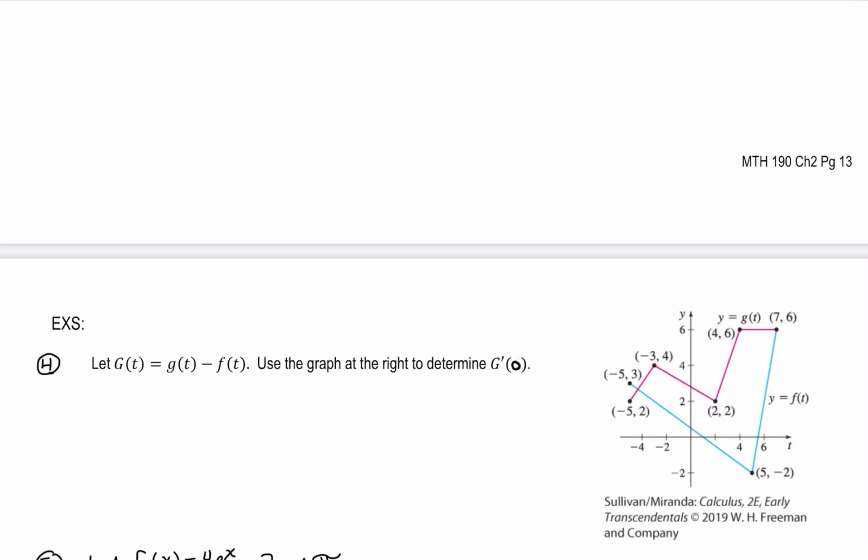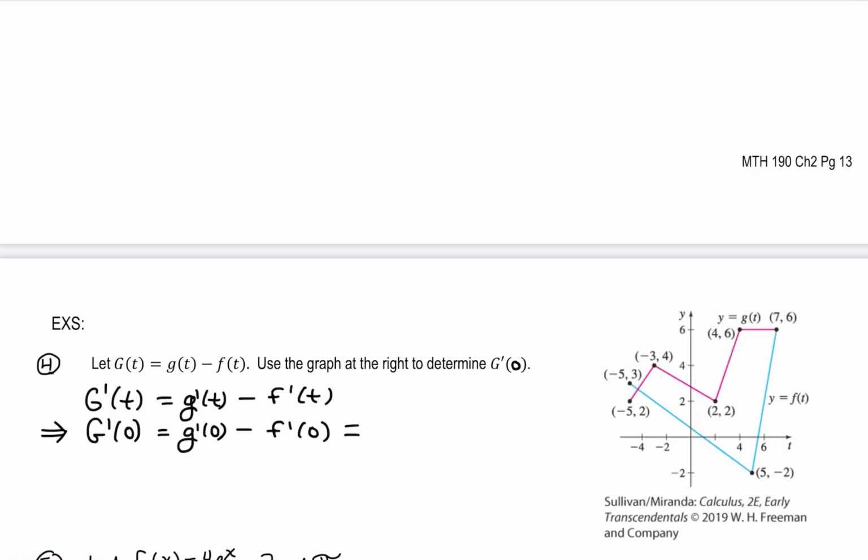The first thing to be aware of is that because capital G is a difference, we are allowed to take the derivative of a sum or a difference term by term. So if I'm trying to come up with capital G prime of 0, I get to do lowercase g prime of 0 minus f prime of 0. Probably what you would have done instinctively, but it's important to recognize why we're allowed to do it. We have a rule that says we can take the derivative of a difference as the difference of the derivatives.